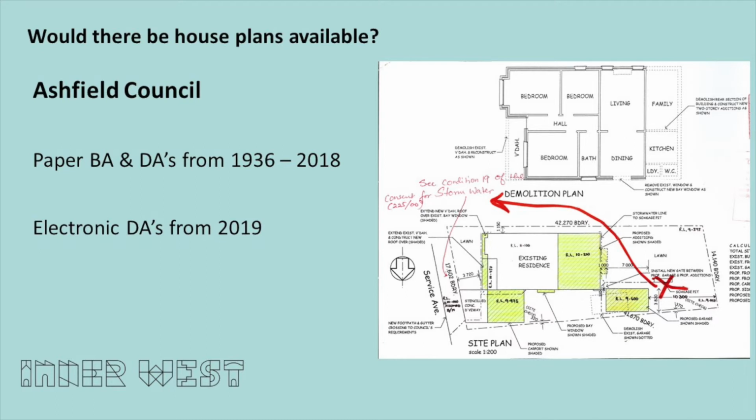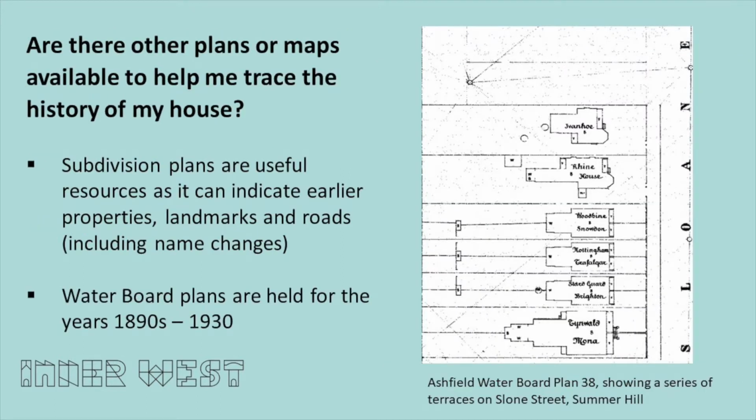Would there be house plans available? Ashfield Council holds paper BAs and DAs from 1936 to 2018, and electronic DAs from 2019. Are there other plans or maps available to help me trace the history of my house? Subdivision plans are useful resources as they can indicate early properties, landmarks and roads and often include name changes. Water board plans are held for the years 1890s to 1930.